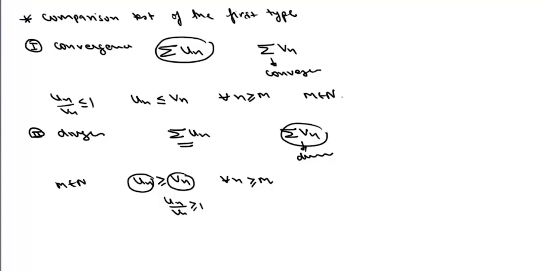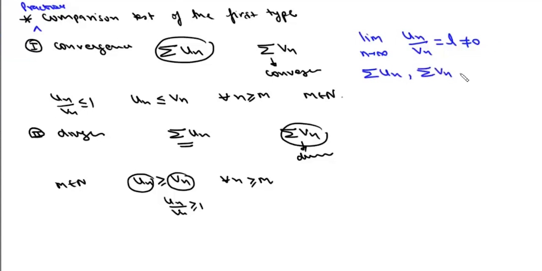So rather than comparing the two series, what we'll do is use something called the practical comparison test of the first type. In the practical comparison test of the first type, we'll work out this limit: as n tends to infinity, un upon Vn is equal to L, and if it is unequal to 0, then both the series summation un and summation Vn will have identical behavior with respect to convergence.